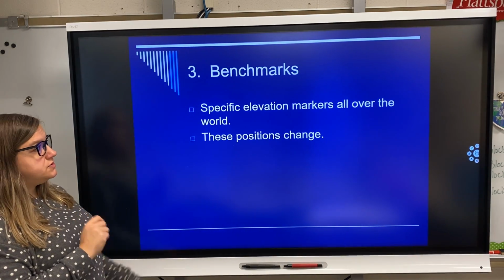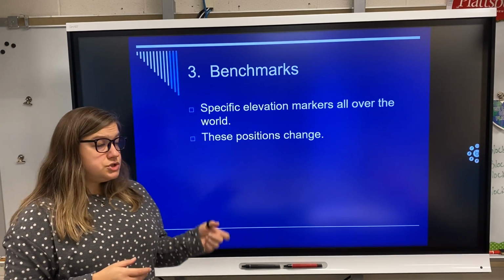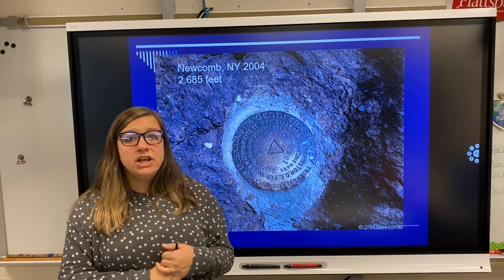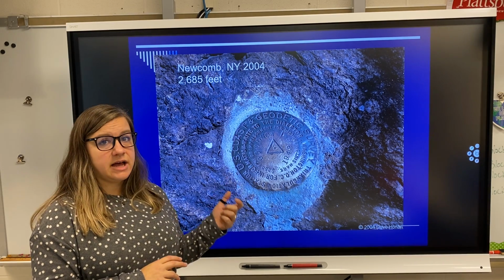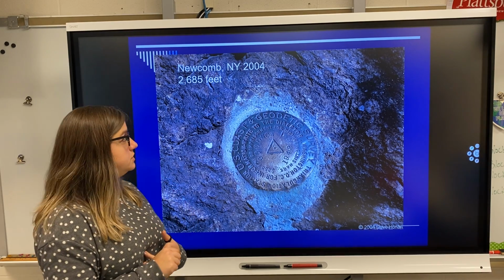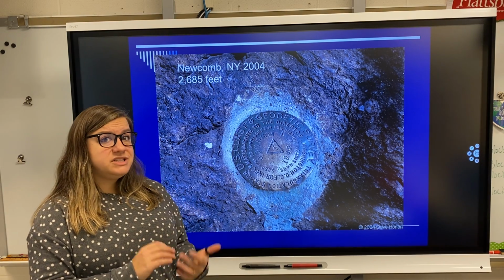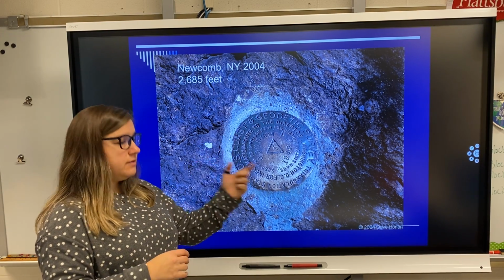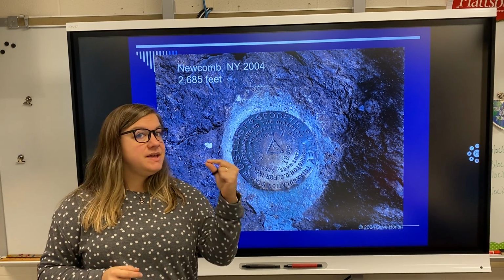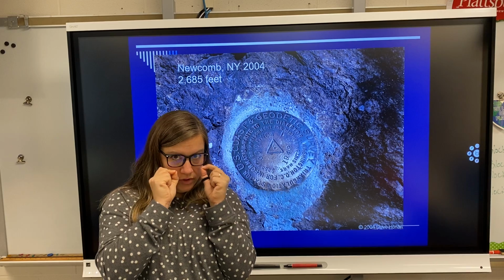And then we have benchmarks. These are specific elevation markers all over the world, and their positions change. If you have ever been hiking and reached the summit of a mountain, usually there is a benchmark at the very top, at the highest point. It puts the elevation there, and it puts the exact latitude and longitude. This one's in Newcomb, New York, and it was taken in 2004. If you were to get the exact latitude and longitude of this marker and measure it today, it might be slightly different than what it was in 2004.